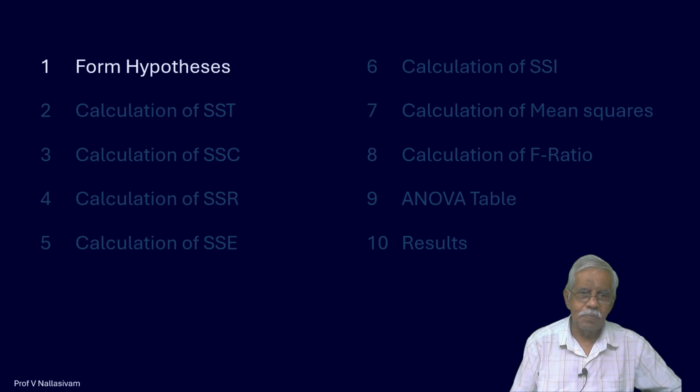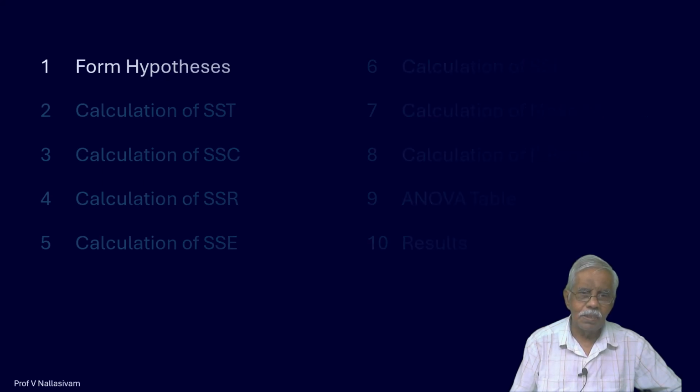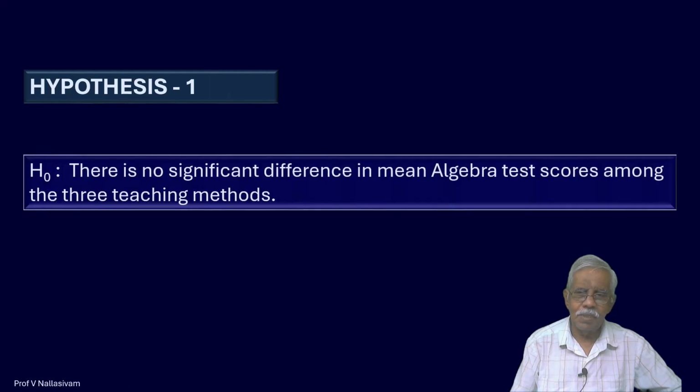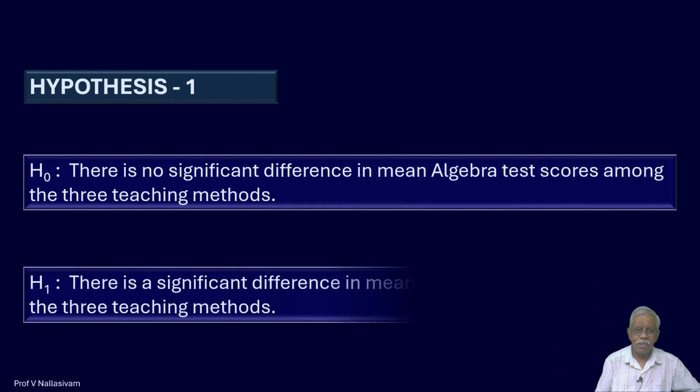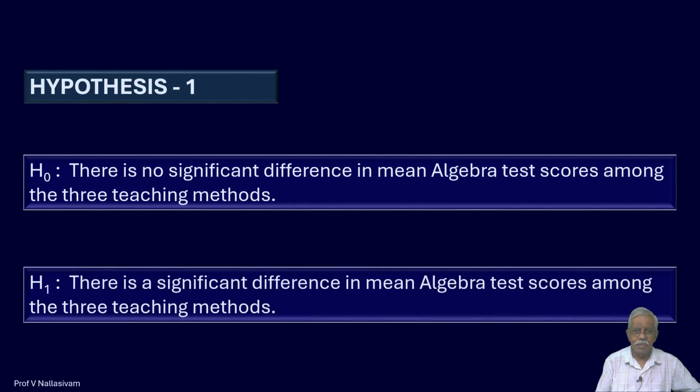The first step, forming hypothesis. Null hypothesis. There is no significant difference in mean test scores among the three teaching methods. Alternate hypothesis. There is a significant difference in the mean algebra test scores among the three teaching methods.